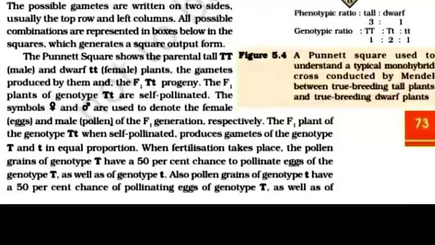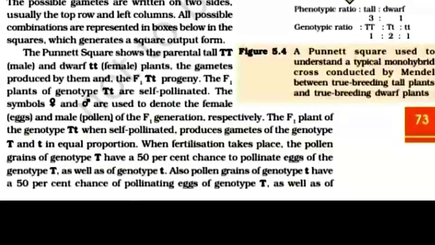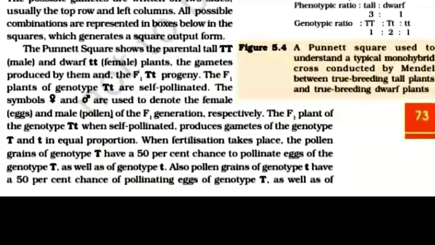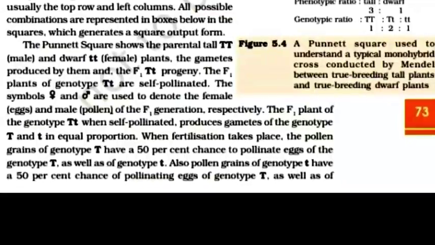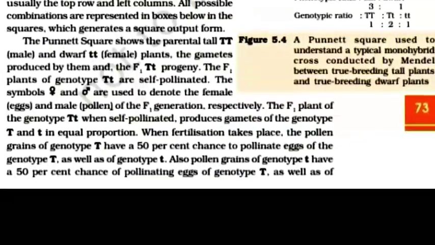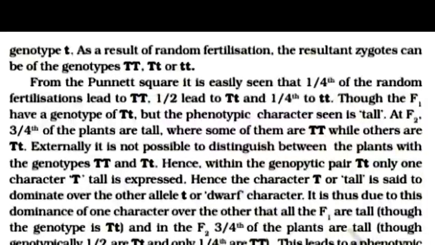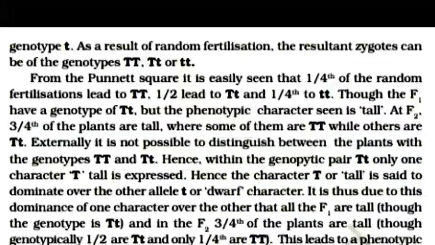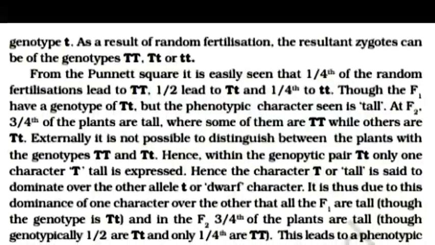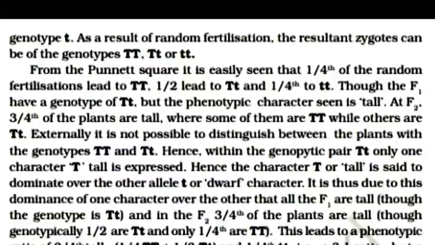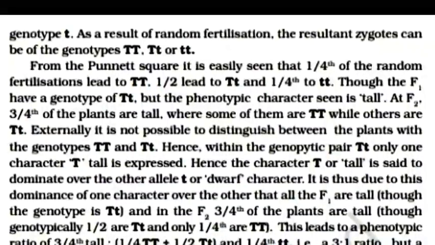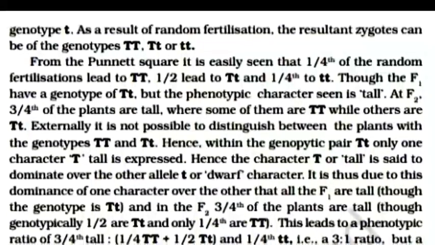Also, pollen grains of genotype capital T and small t have a 50% chance of pollinating an egg of genotype capital T as well as of genotype small t. As a result of random fertilization, the resultant zygote can be of the genotype capital T small t or T small t.